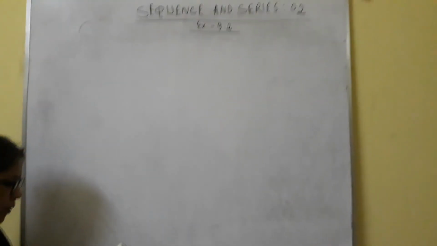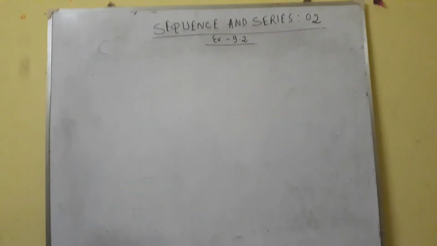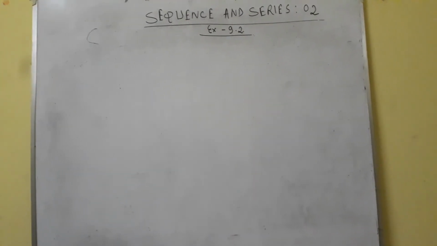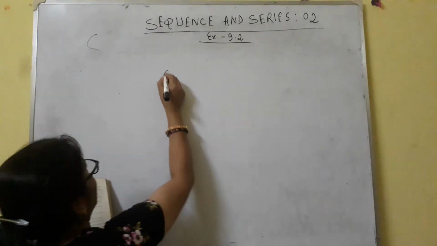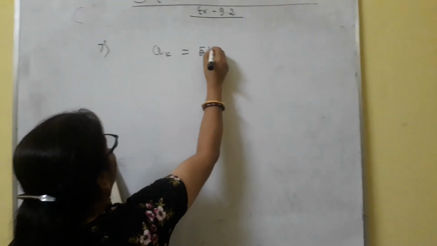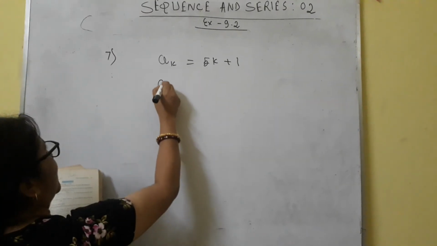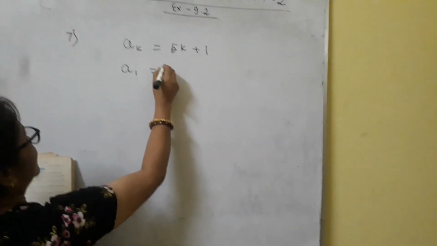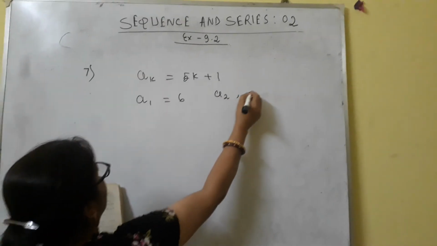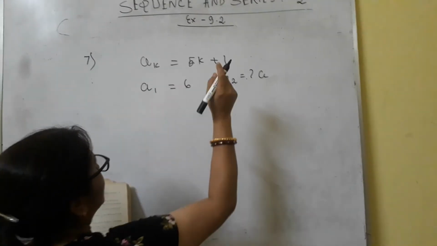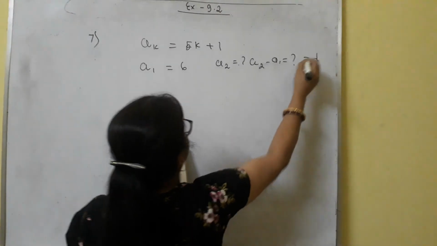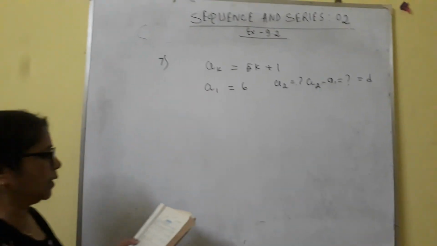Sum number 7, I am just giving you hints on how you will do the sums. It is given that the kth term is 5k plus 1. That means AK equals 5k plus 1. So first find A1, that is 5 plus 1, 6. Similarly find A2, then A2 minus A1 is your D, and then you find the sum.